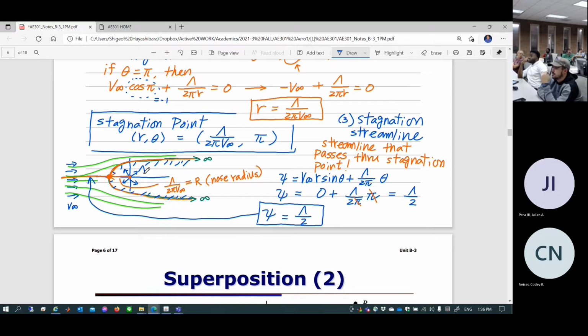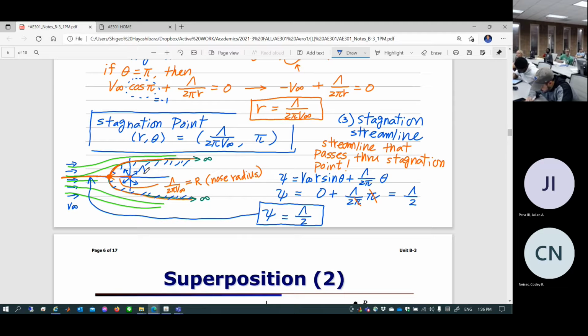What are the units of lambda? I think it's a volume flow rate per unit width. So how much volume of flow you produce per unit width, unit depth. V infinity is of course velocity.